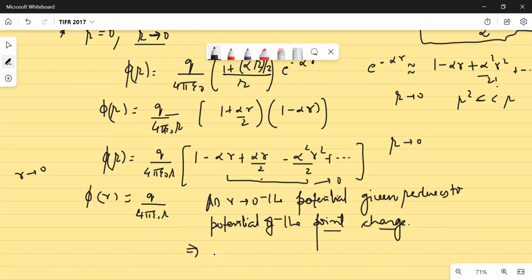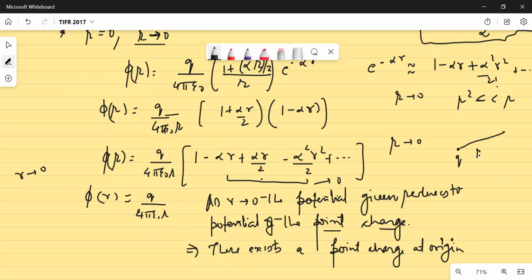It implies that there exists a point charge at origin. You can see that there exists a point charge at origin. So basically, this is like having a point charge at origin, and at a distance r, you are writing the potential as a function of r as kq upon r, where your k is 1 upon 4 pi epsilon naught. So you can write that this potential corresponds to the potential due to a point charge, which implies that your q is at origin.